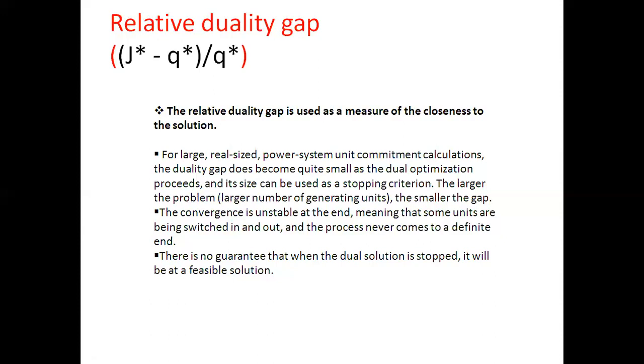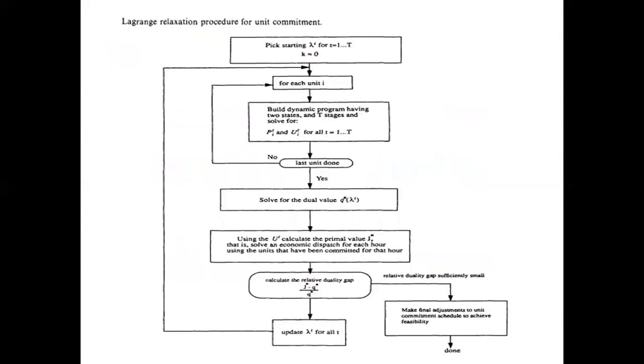But the relative duality gap is generally used as a measure of closeness to the solution, showing how we get closer to a particular solution.